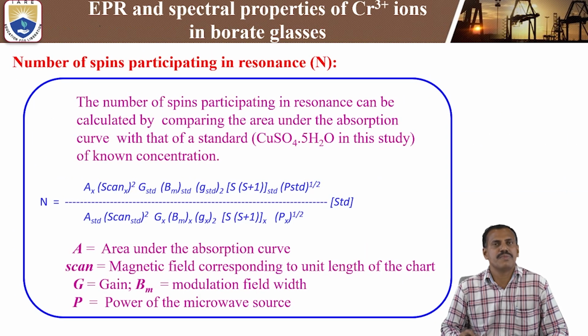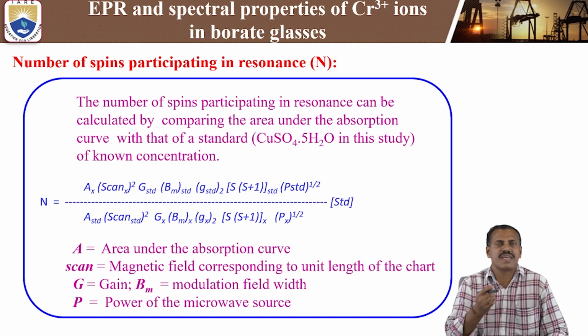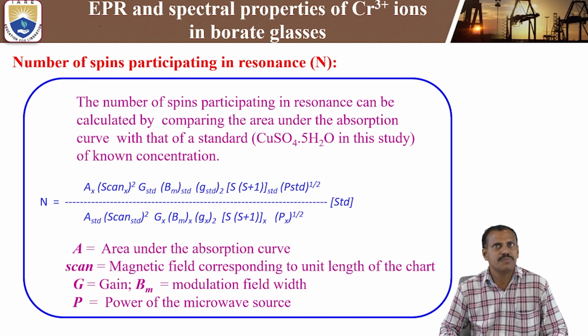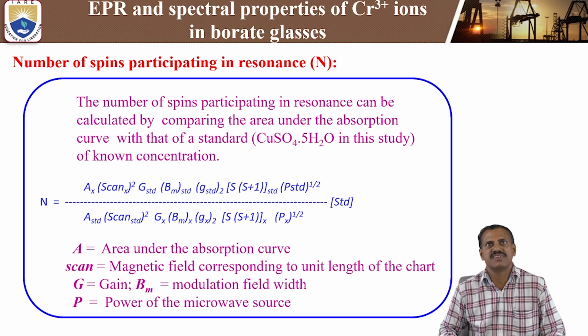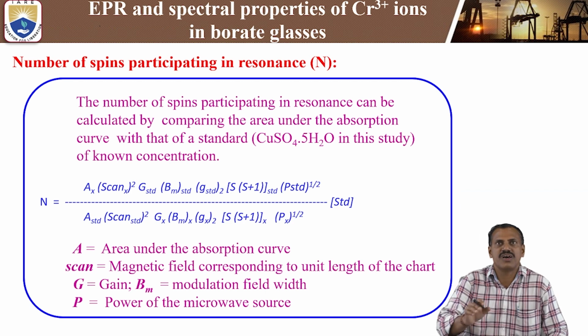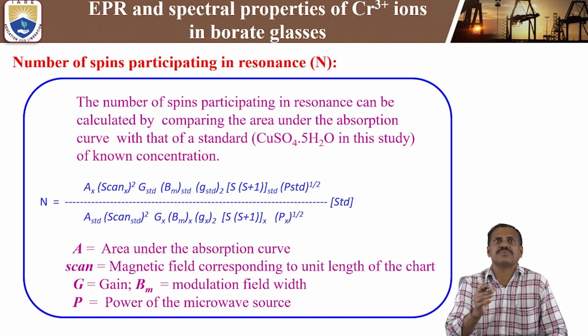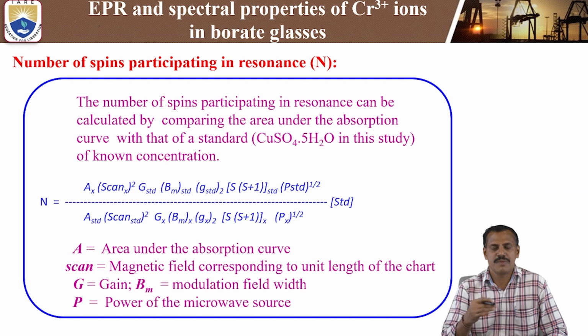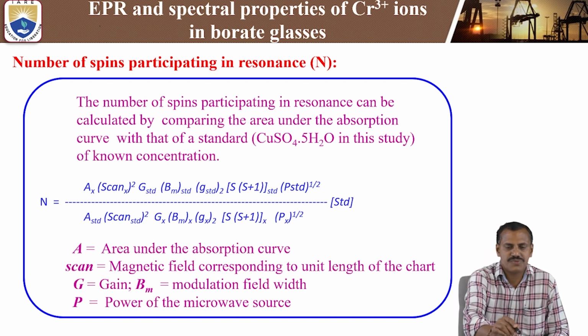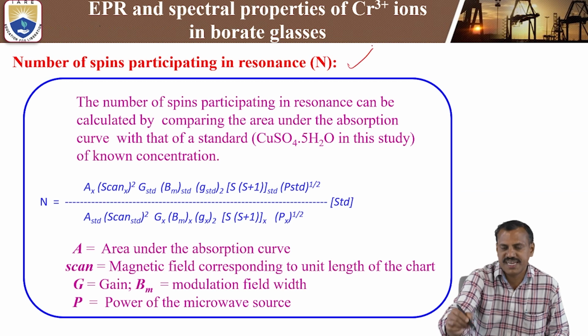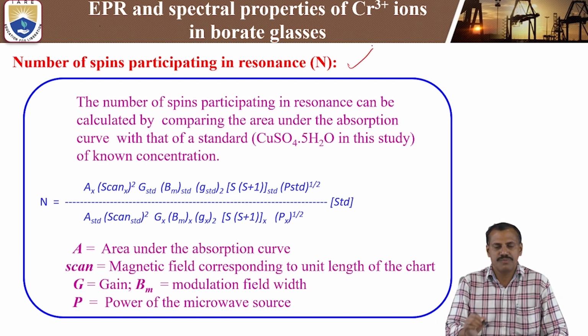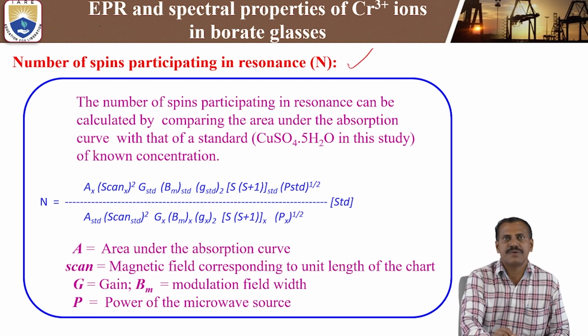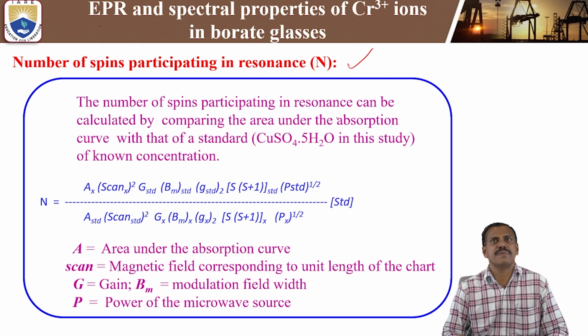Next, by using the EPR analysis data, we can calculate the number of spins participating in the resonance. That is a very important formula. In this formula, we need to get the number of spins, how many spins participate in the EPR signal. This number of spins participating in the resonance, N, we are going to find out by using this formula. The number of spins participating in resonance can be calculated by comparing the area under the absorption curve.